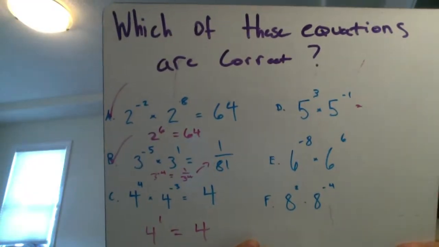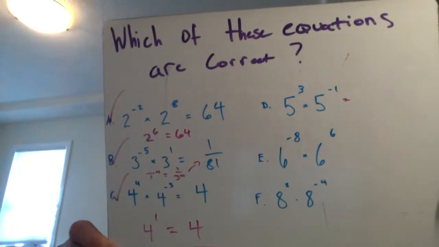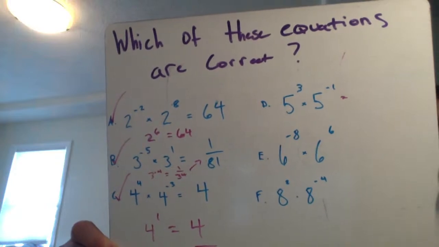So we just found out that the first 3 problems are correct. And by process of elimination, we can skip the rest, but let's just solve them just in case. So 5 to the 3rd times 5 to the negative 1 is 5 squared, which is 25. 6 to the negative 8 times 6 to the 6th is 6 to the negative 2, so that's 1 over 36. 8 squared times 8 to the negative 4 is 8 to the negative 2, 1 over 64.